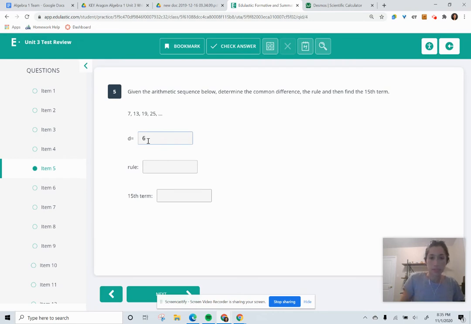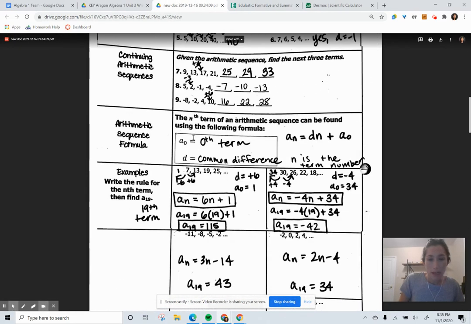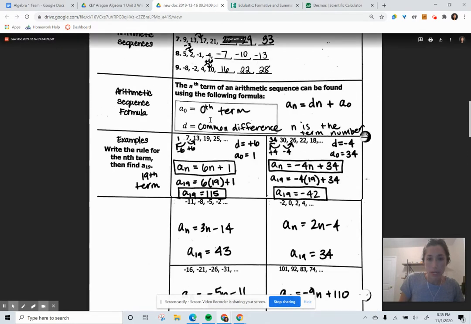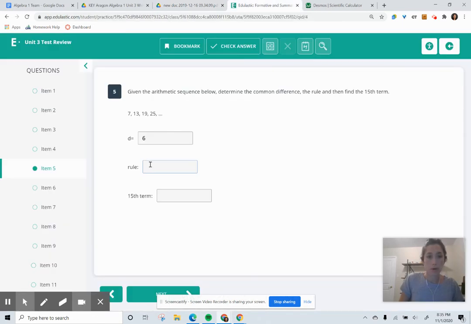So d is 6. Our rule is a sub n, and if you don't remember, looking at our toolkit here, our formula, remember, a sub n equals dn plus a sub 0. So our common difference times n plus our 0th term, right? So our rule is a sub n, so can't really do sub on this. So I'm just going to do an equals dn, so 6n plus our 0th term. So we actually need to figure out what our 0th term is first.